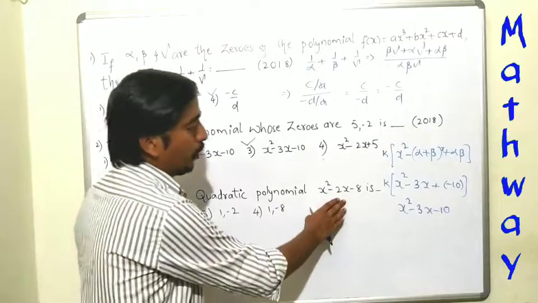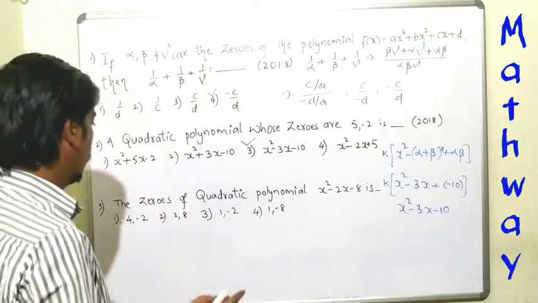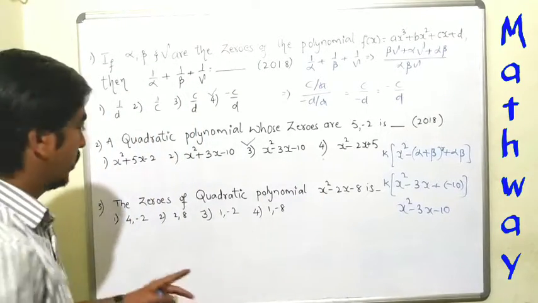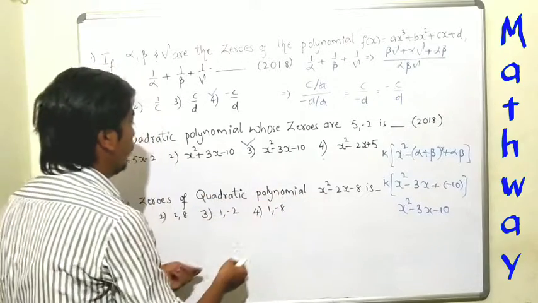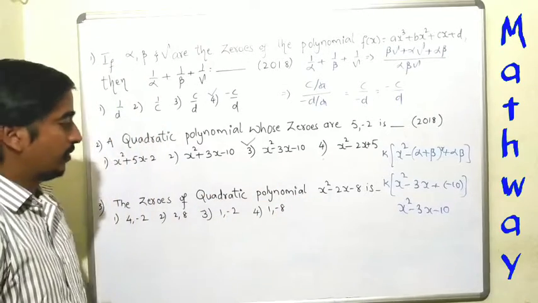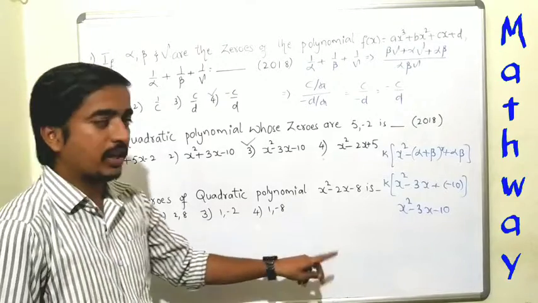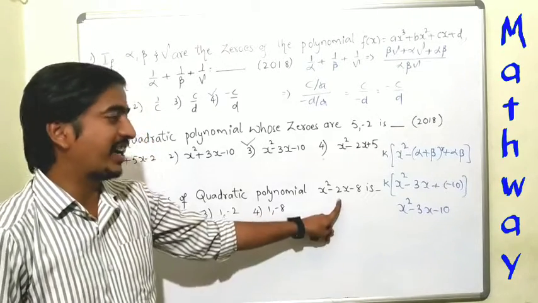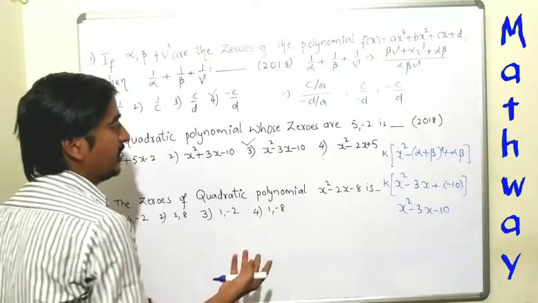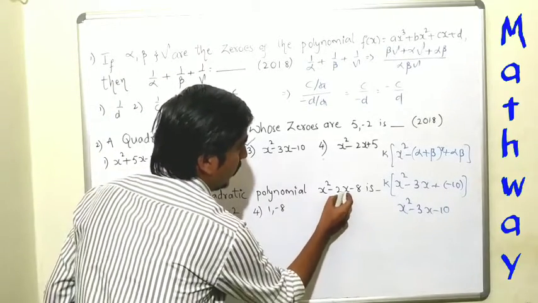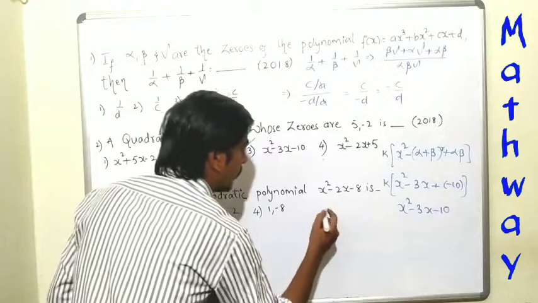Next, the zeros of the quadratic polynomial are dash. So given one polynomial, we need to find the zeros. We can find this in two different ways. If you substitute all the values here, then we can know what the zeros are. But here 4 options are there, it takes a lot of time. But alternatively, we can choose the alternate method here. We can factorize it, and by factorizing we can get it easily. How to factorize it? We need to split the middle term.